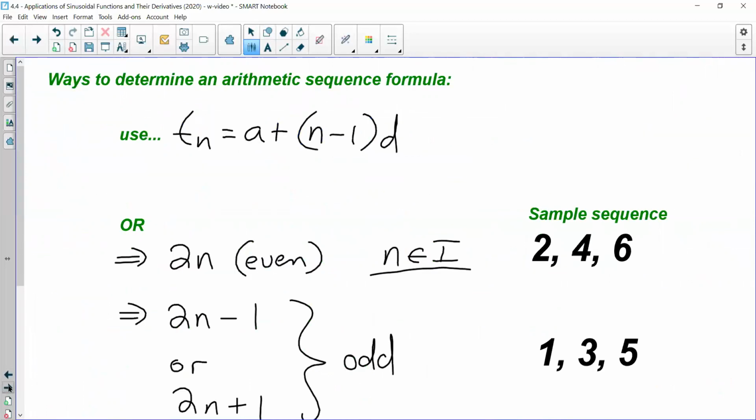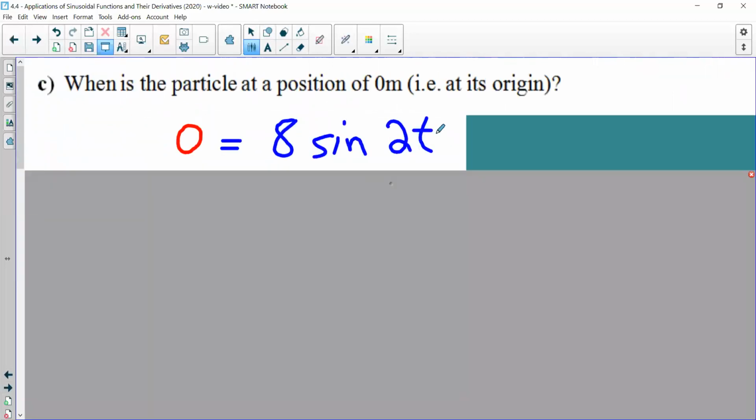Okay, so we already talked about the sequences. We're going to move on to another part of it. When is the particle at a position of 0 meters? So notice it has the word position. Position implies your displacement. So your displacement function was 8 sine 2t. So when is that displacement 0? And the question is when. So you're going to have to solve for t.